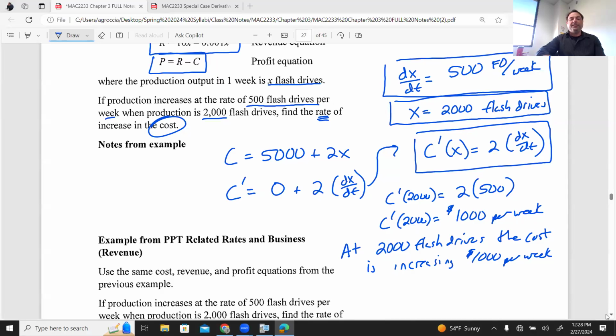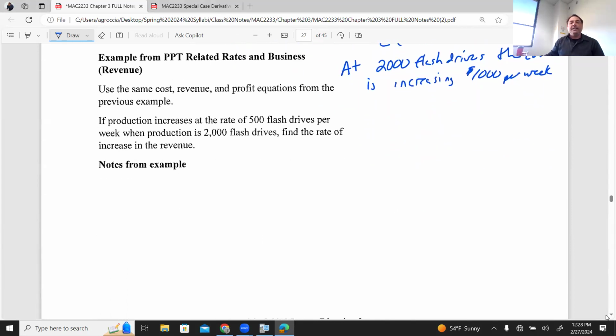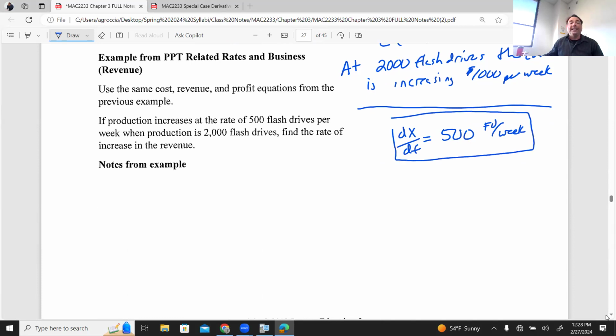Okay, so here's the next one. We're going to do the same thing. Now I want to know if the production increases at a rate of 500 flash drives per week. So we know, again, that dx over dt is 500 flash drives per week. That is given to us. Again, what's given to us? x is 2,000.